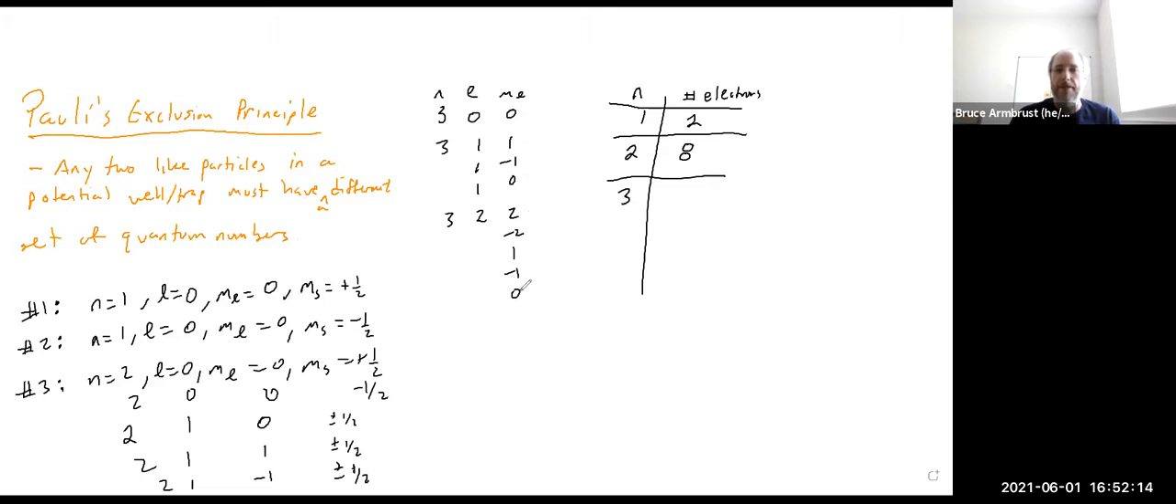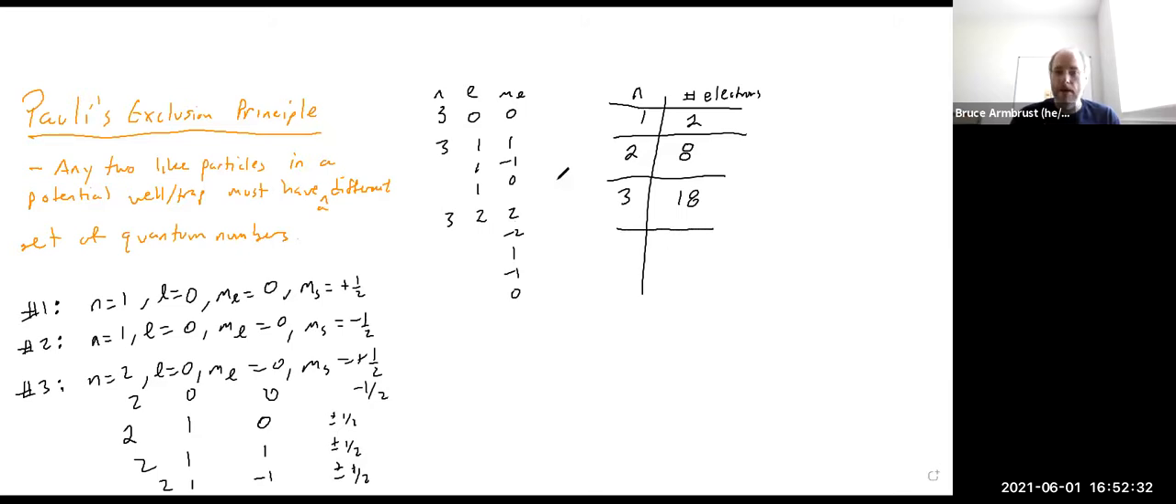So let's just count these up real quick. We've got 5 plus 3 is 8 plus 1 is 9. Doubled would be 18. So there are 18 possible in the n equal 3 realm.